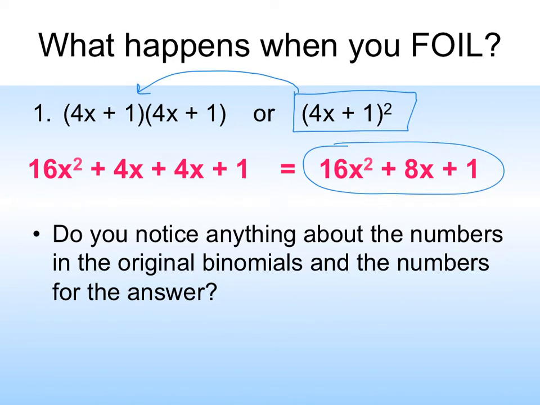What you want to think about here is whether you notice anything about the numbers in the original binomials and the numbers in the final answer that might be able to create some kind of shortcut. So the original numbers were the 4x and the 1, and then the final answer became 16x, 8x, and 1. Maybe some of you are realizing something that they have in common. If not, we can leave this blank, but as we start looking at some more examples, hopefully you'll be able to fill something in here, but we will talk about it later.